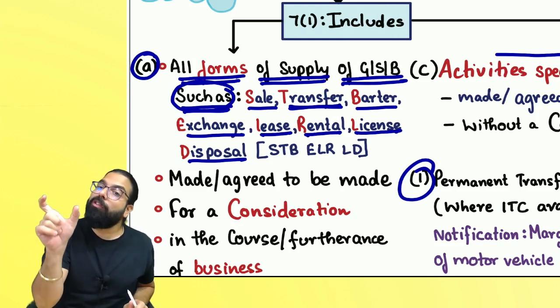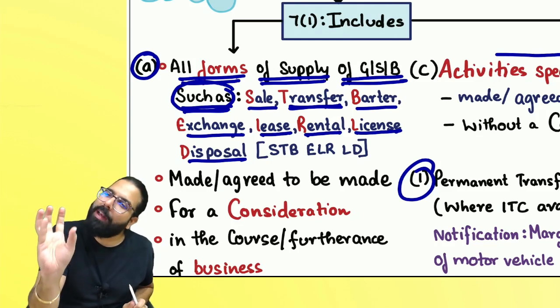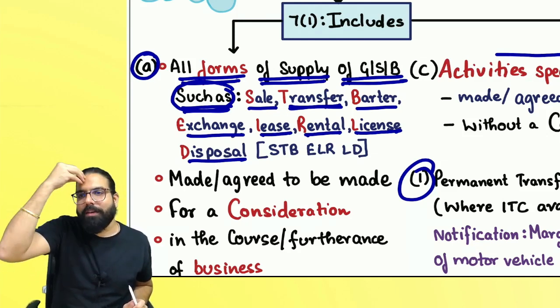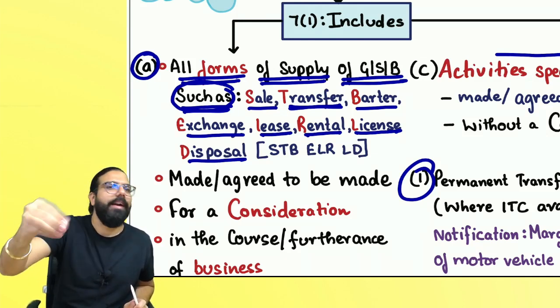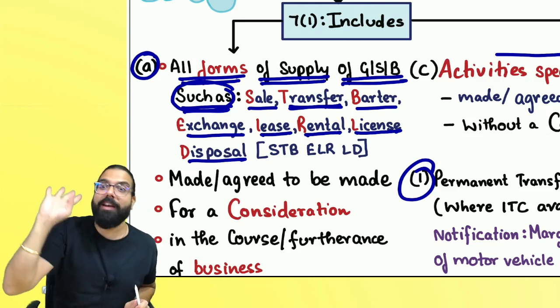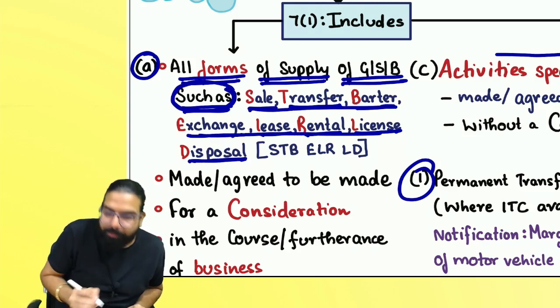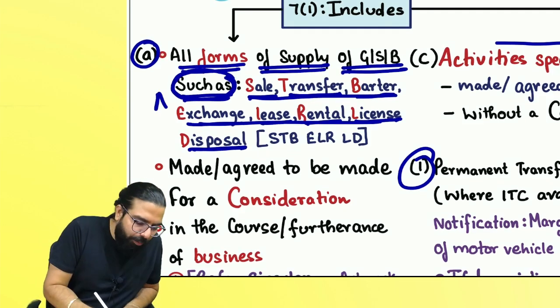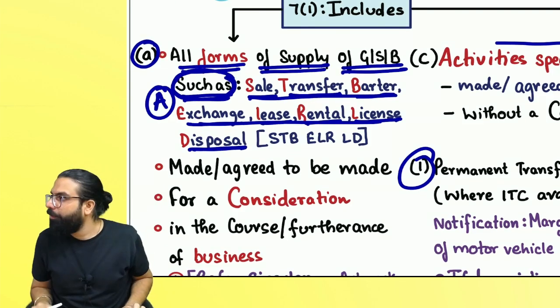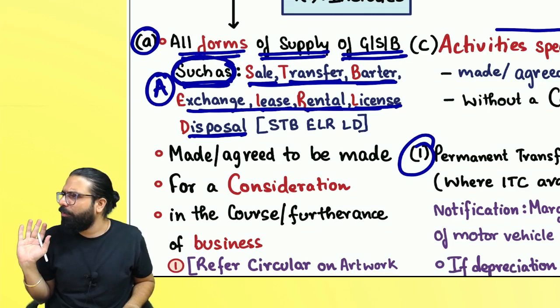They are telling us it should be a form. Form means it should be an activity, whether it is a sale, transfer, barter, exchange, lease, rental, license, disposal, or you give it any other name. Because "such as" means they have given these only as examples. Are we clear? So first of all, it has to be an activity or a transaction which you do.